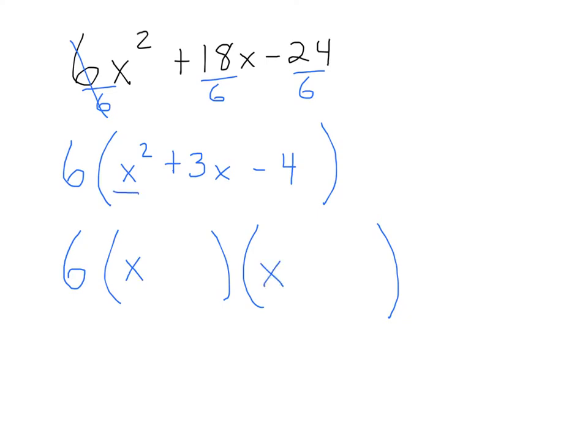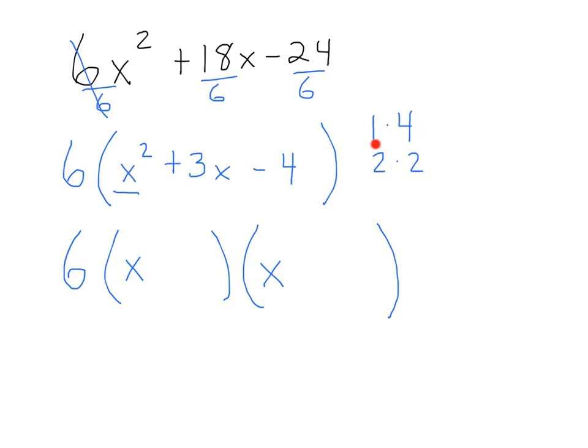And now I've got to write all the factors of 4. So what are your factors of 4? Say 1 times 4. Say it. And 2 times 2. And now I'm looking for which of those factors will add up to give me a positive 3. 2 plus 2 won't give me 3, will it?